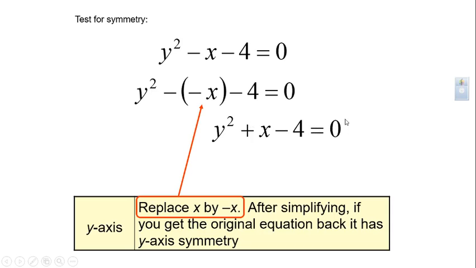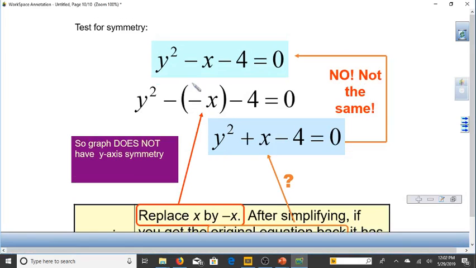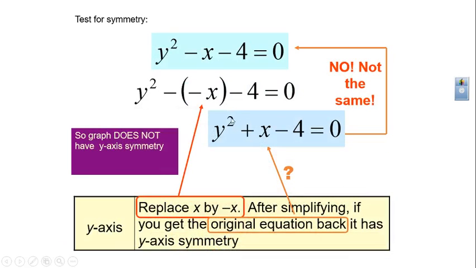As you can see, this equation is not the same as the original equation. The original equation had a minus x and the new equation had a plus x. So there's no way to turn one equation into the other one without fundamentally changing the equation. So the two equations are not the same. Therefore, the graph of this equation does not have y-axis symmetry.